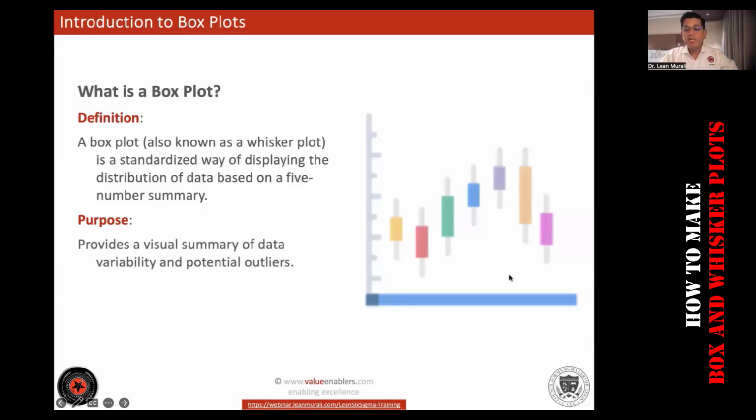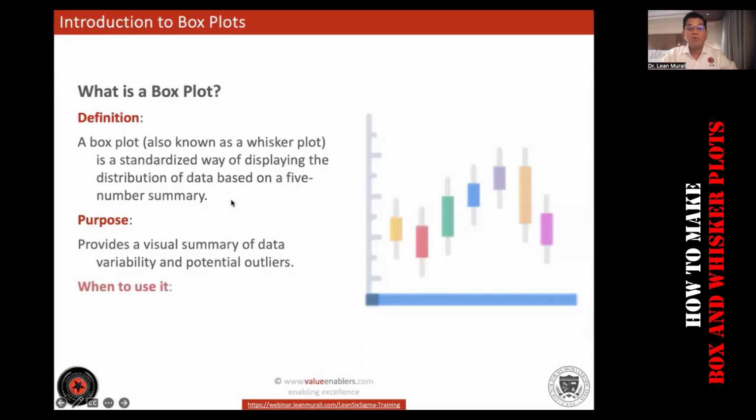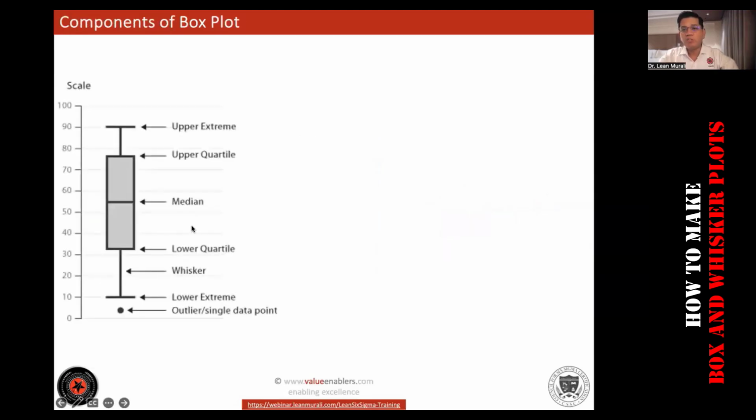The purpose of this is to provide a visual summary of the data, its variability, and potential outliers. You will soon see how it shows the visual summary, and potential outliers. When to use it? When you want to compare distributions and identify outliers. One of the best, quickest and very reliable ways of checking the distribution is through box plots. Let me go deeper into the components of a box plot.